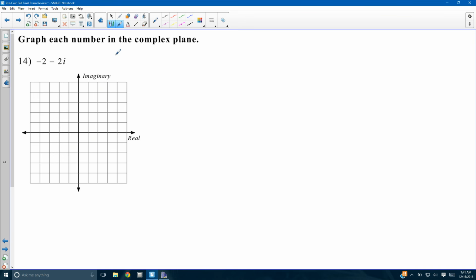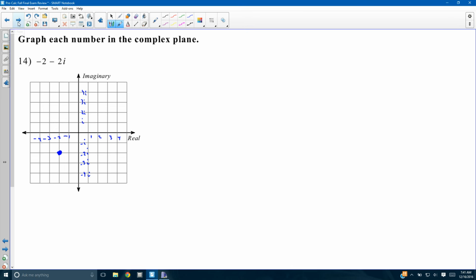Graph the number in the complex plane. The real plane is 1, 2, 3, 4, negative 1, negative 2, etc. This has 1i, 2i, 3i, and negative 1i, negative 2i, negative 3i, etc. This is as simple as saying let's go 2 to the left in the real direction, 2 down in the imaginary direction. There's your point. That's negative 2 minus 2i.